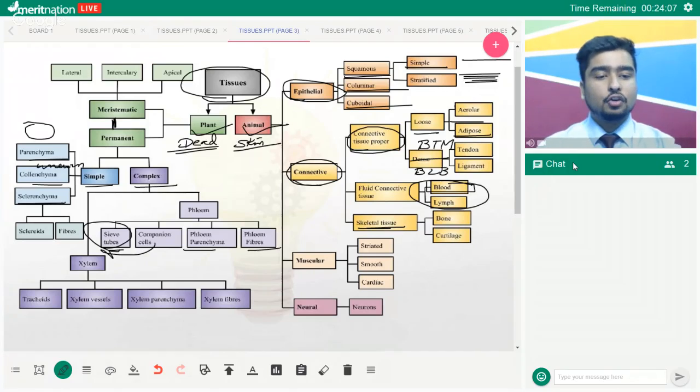Osteocyte and chondrocyte, Akshita. Osteocyte is bone and chondrocyte is cartilage.